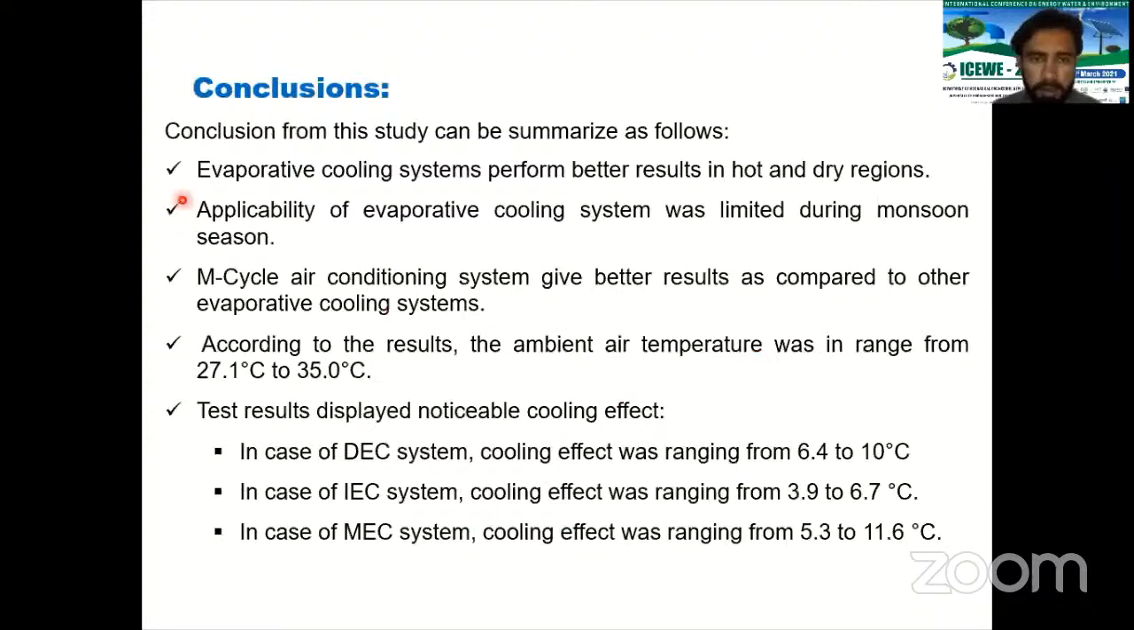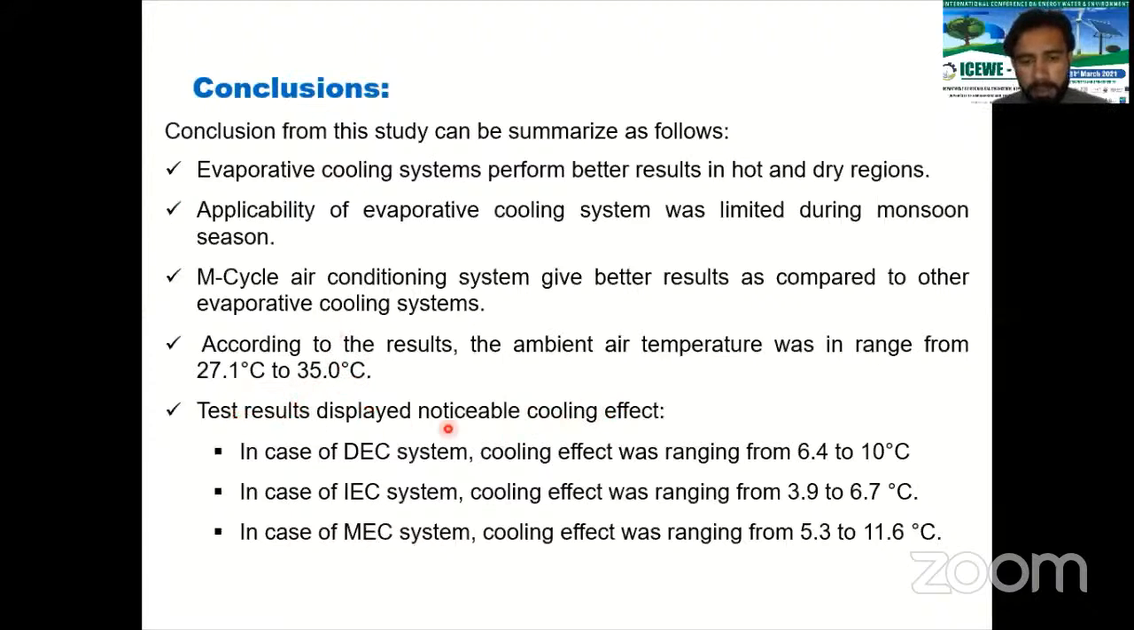Conclusions. The conclusion of this study is as follows. The evaporative cooling system performs better in hot and dry regions, and the applicability of evaporative cooling systems is limited during the monsoon seasons. And from the results, we see that the M-cycle air conditioning system gives better results as compared to the other evaporative cooling options. We can also see that the ambient air temperature ranged from 27.1 degrees centigrade to 35.0 degrees centigrade.